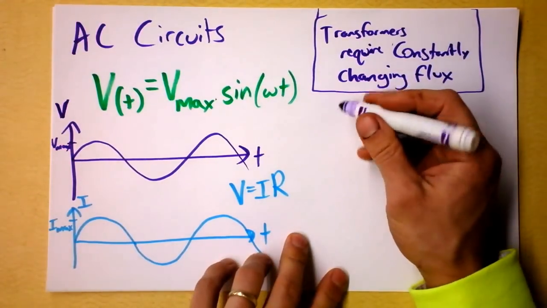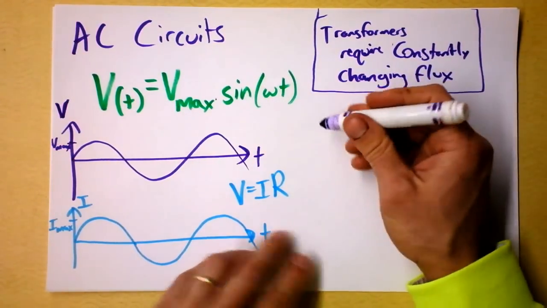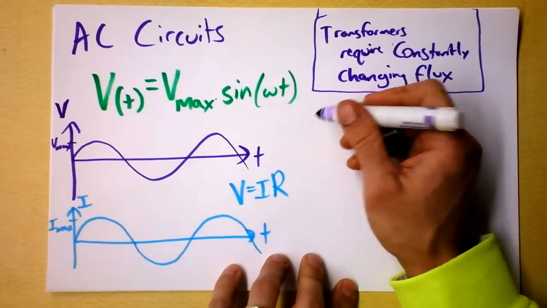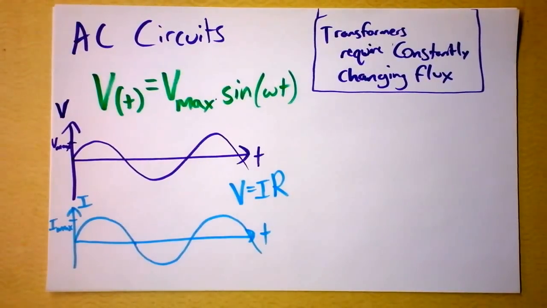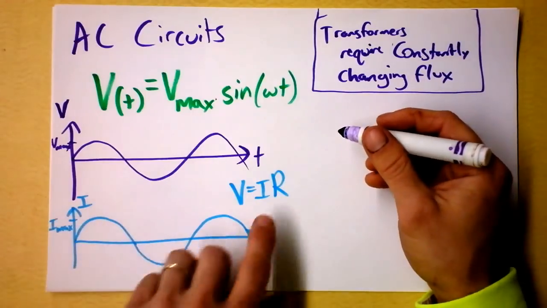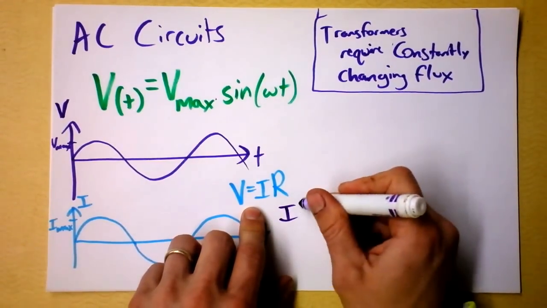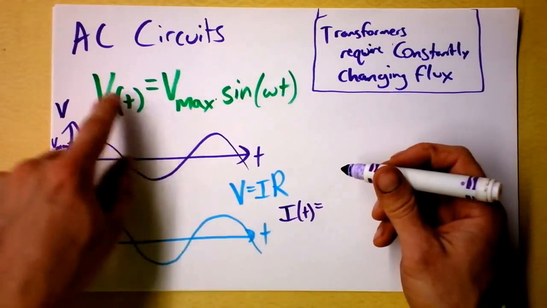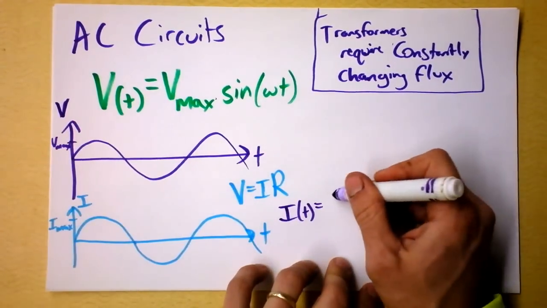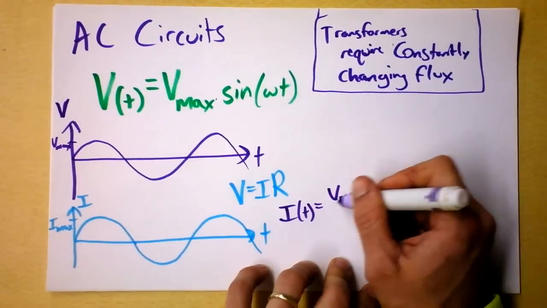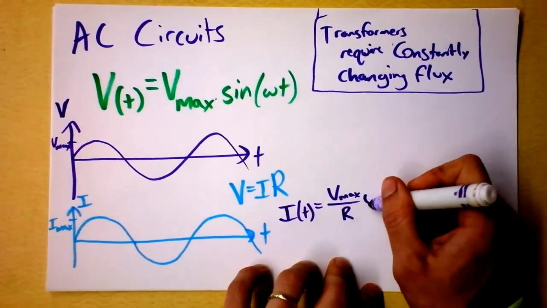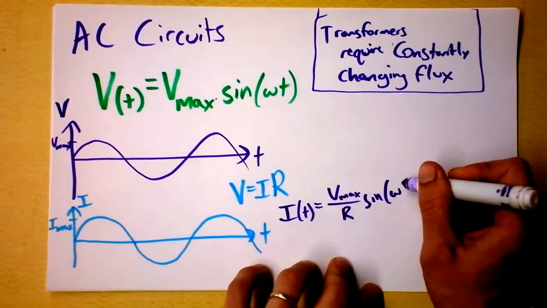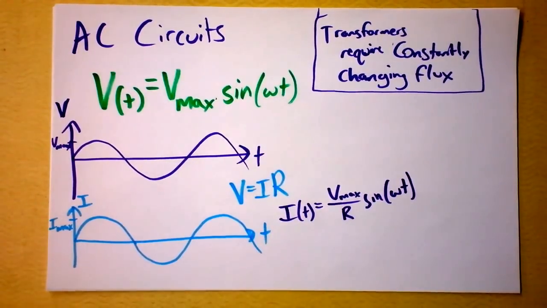So look at this. Should we try to find out what Vmax is? No, let's not try to find out what Vmax is. Let's just say that current as a function of time is going to be V as a function of time divided by R. So it's Vmax over R times the same sine function, sine of omega times t.